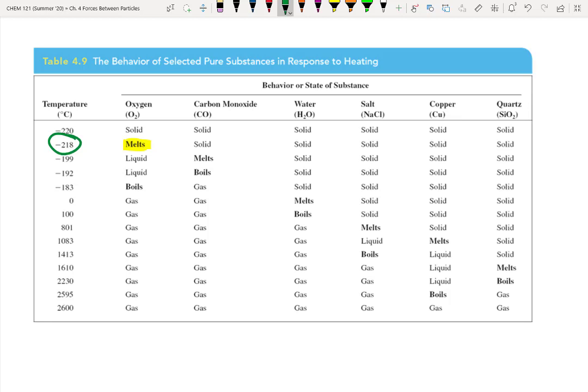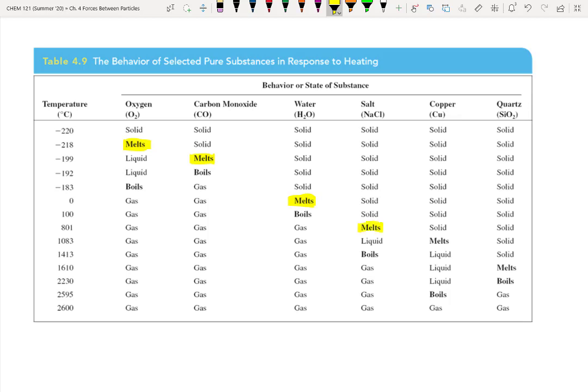It's always gas, right? Because most of the time we're dealing with it, it's above 0 degrees Celsius. Okay, or I should say it's above negative 183 degrees Celsius. So oxygen melts at a really, really low temperature. Let's go to carbon monoxide. It melts at a little bit higher temperature, but still really, really low. Water melts at 0 degrees Celsius, right? So that makes sense. We talked about that earlier.